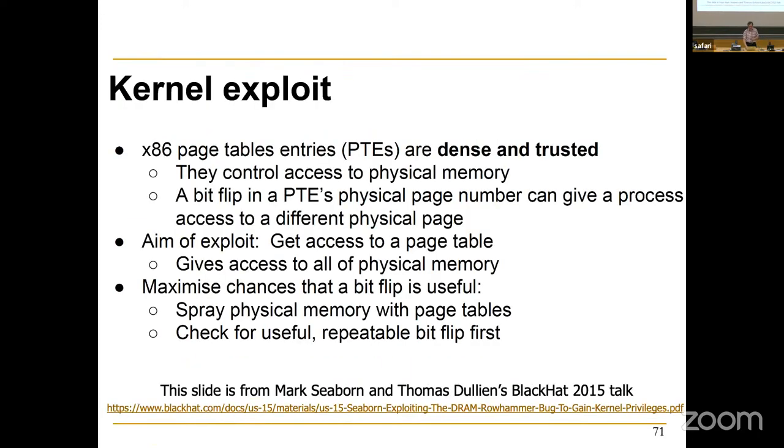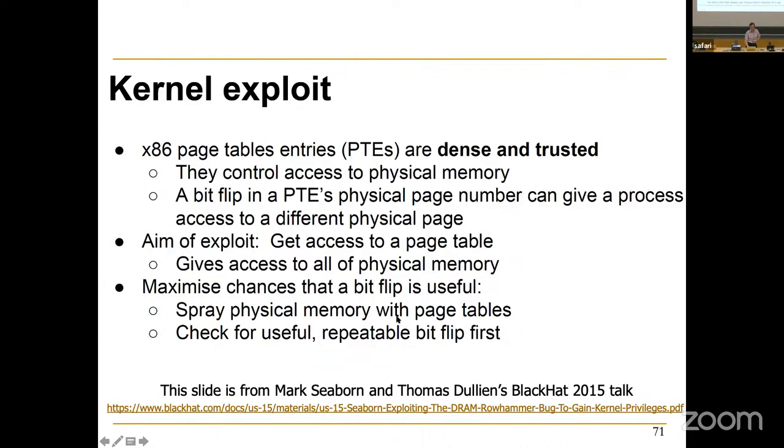These are their slides. They basically say, essentially, what we've said earlier, right? Page table entries are dense and trusted. They control access to physical memory. A bit flip in a page table entry's physical number can give a process access to a different physical page. The aim of the exploit is to get access to the page table. Write access, I should say. Read access, okay, you cannot do too much with a read access. Write access, you can do a lot, and it gives access to all of physical memory if you do that.